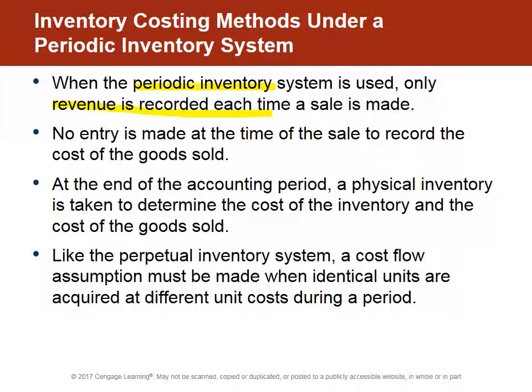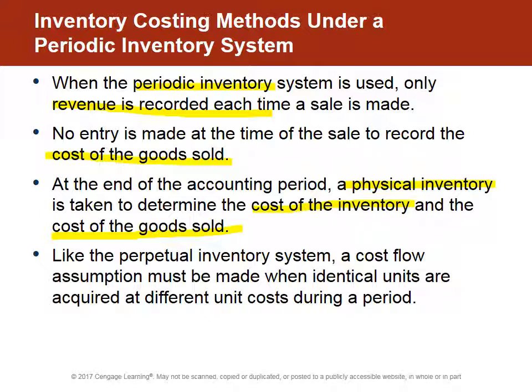So under a periodic system, revenue is recorded every time, but nothing is used to show that inventory has been reduced and cost of goods sold has gone up. So at the end of the accounting period, the business takes account to see the cost of the inventory that's left over and figure out the cost of goods sold.